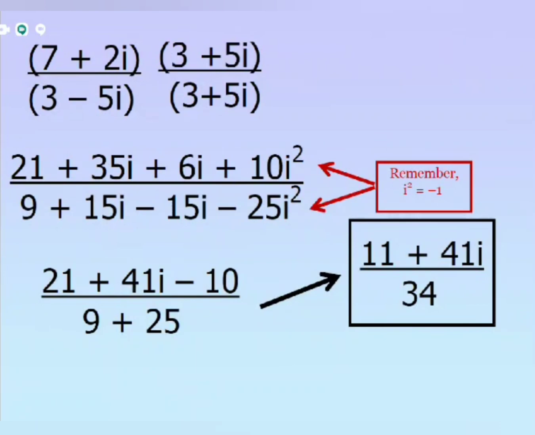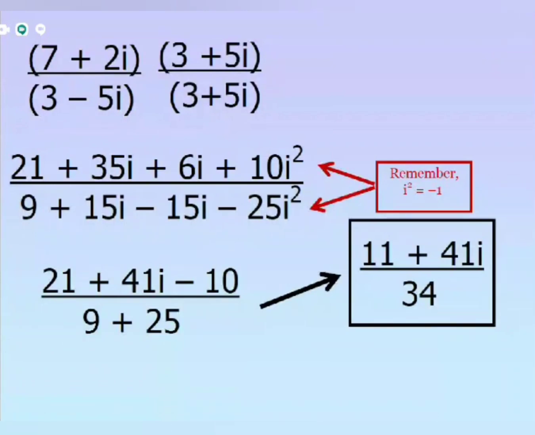After simplifying, we have 21 plus 35i plus 6i plus 10i square divided by 9 plus 15i minus 15i minus 25i square. Putting the value of i square equal to minus 1, we have 21 plus 41i minus 10 divided by 9 plus 25. After simplifying, we have (11 plus 41i) divided by 34.